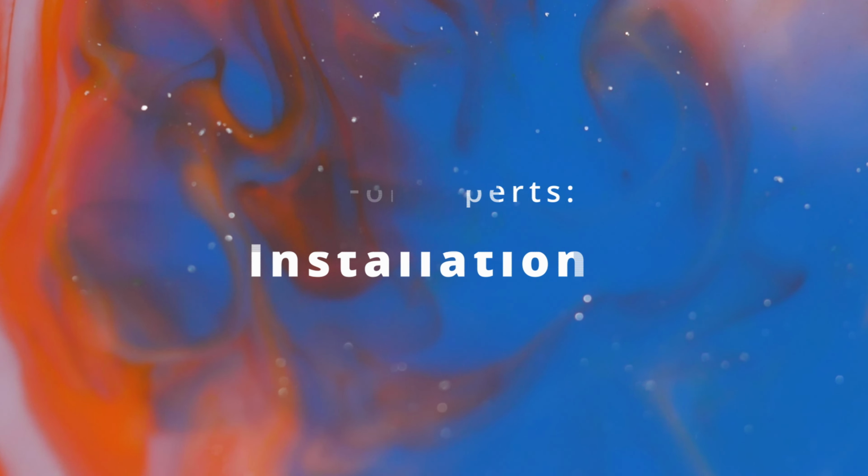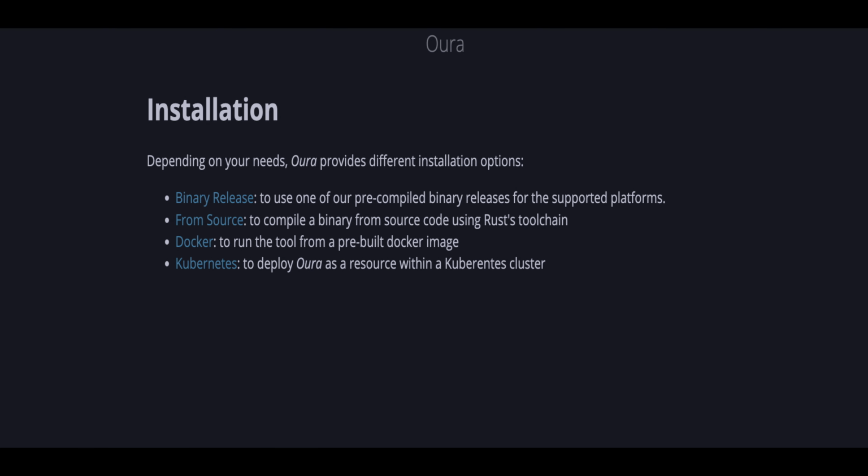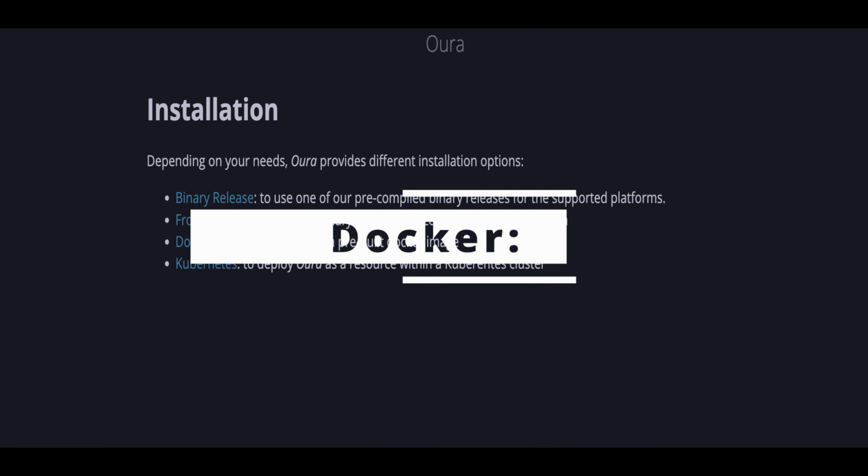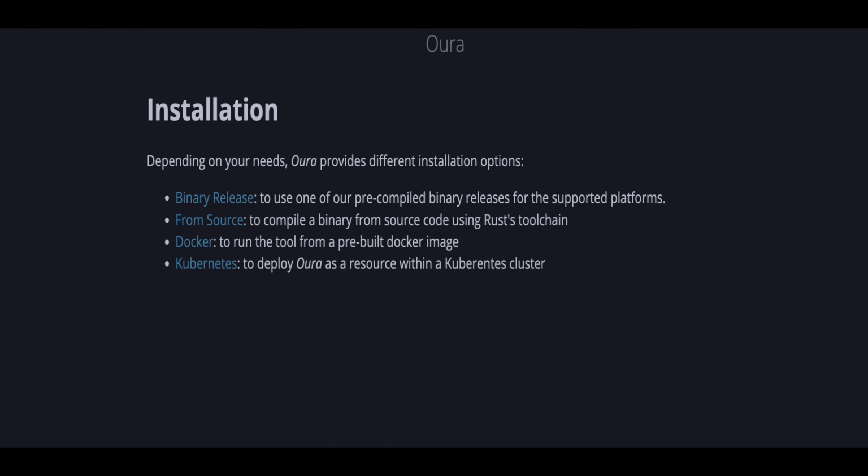Installation for the experts. Now, Oura provides different installation options that I will go through now. 1. Binary release. To use one of the pre-compiled binary releases for the supported platforms. 2. From source. To compile a binary from source code using Rust's toolchain. 3. Docker. To run the tool from a pre-built Docker image. 4. Kubernetes. To deploy Oura as a resource within a Kubernetes cluster.